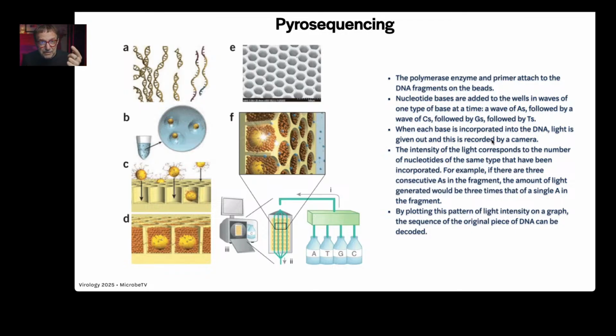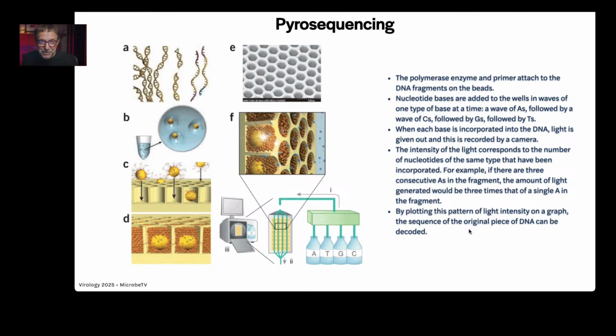So, you put T in and maybe there's no T there at the end. You put C in and maybe there's a G that templates. So now you have a C there and you get the pyrophosphate release. So it's recorded. And then you switch bases being added and you get something else. So it's all polymerized on the same template in series. The intensity of the light that's released corresponds to the number of bases that have been incorporated. So if there are 3 consecutive A's, the amount of light would be 3 times that of a single A. And if you plot the light intensity on a graph, you get the sequence of the DNA.